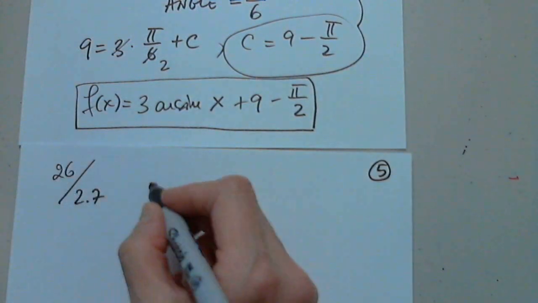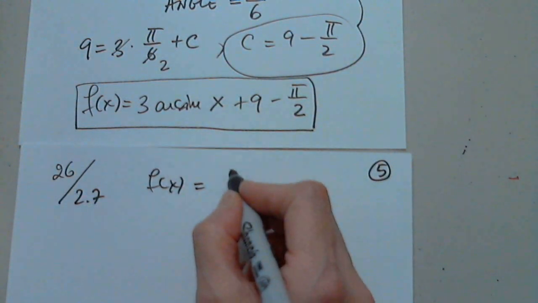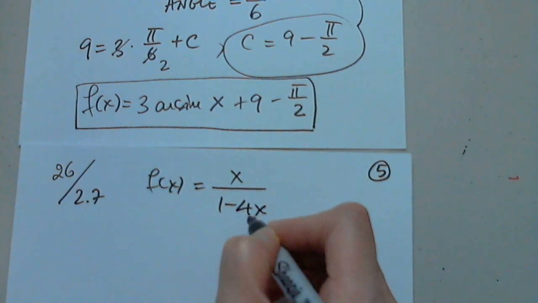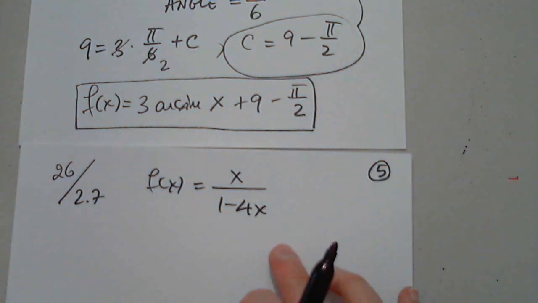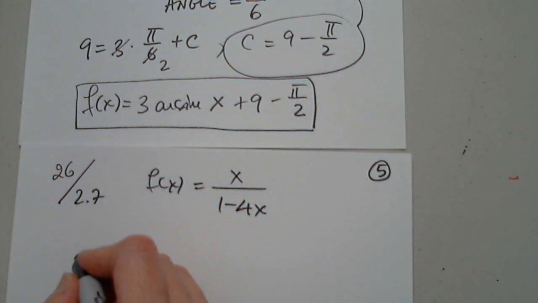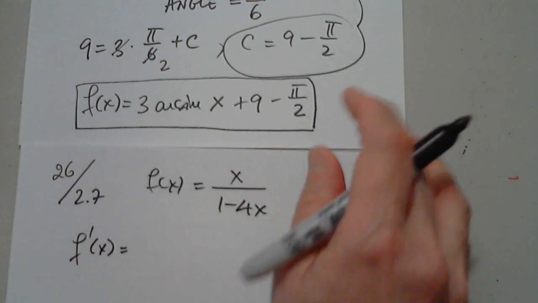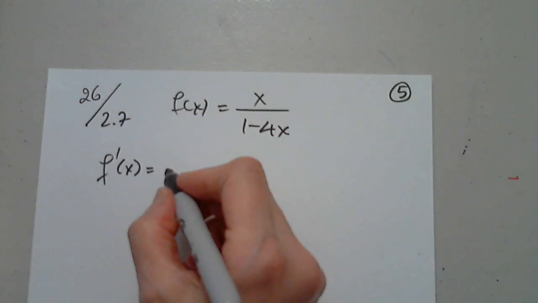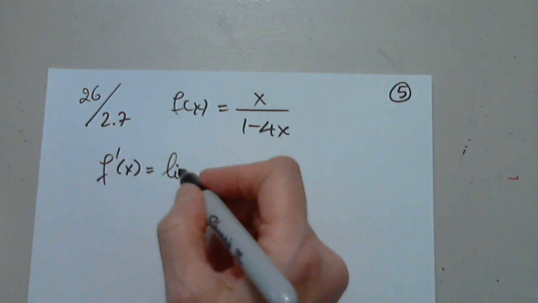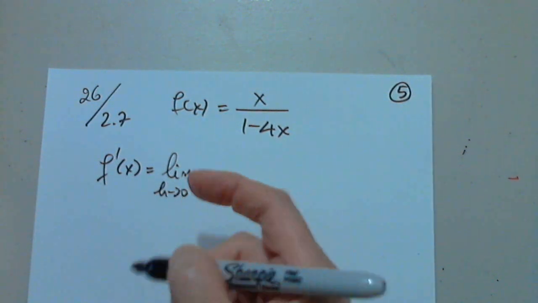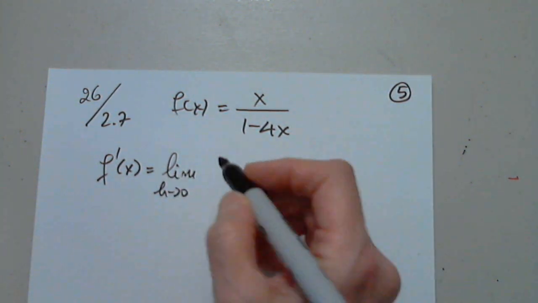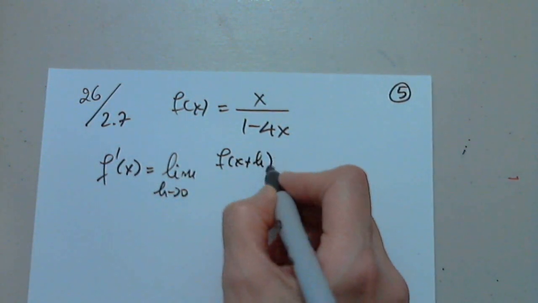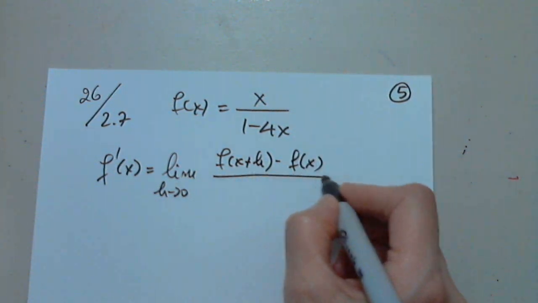F of x is equal to x over 1 minus 4x. And I think we were finding the limit as h approaches 0. So we want to find f prime of x with the definition. So this is the limit. As we know, the derivative consists of the limit of the difference quotient, f of x plus h minus f of x divided by h.